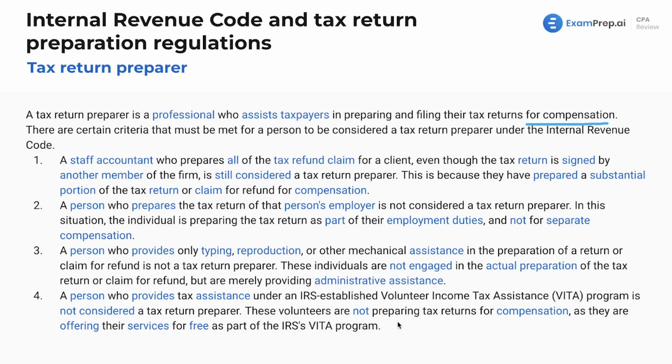These volunteers, they're not preparing for compensation, so they are not going to be considered tax return preparers. And as such, what's important about this, right? We talked about the legal obligations of tax return preparers. You've got a lot of duties. We'll also talk about that in later lessons, the duties and obligations you have to your clients. And if you're not a tax return preparer, in the eyes of the IRS, then there's a lot of differences.